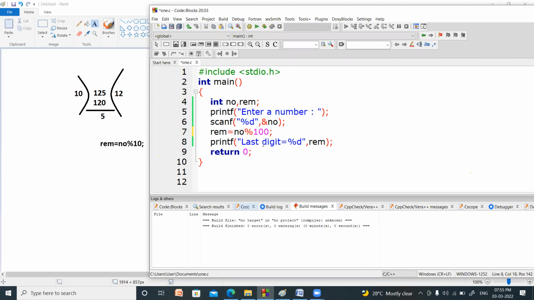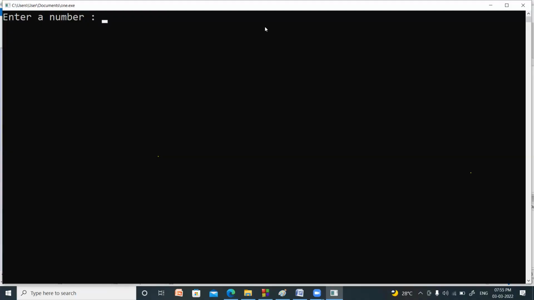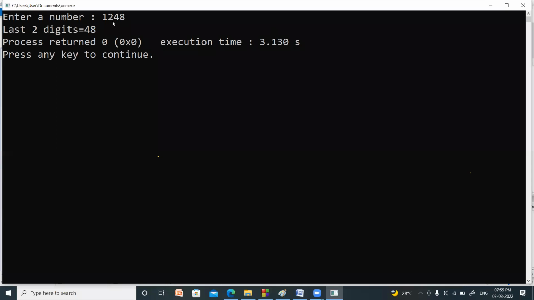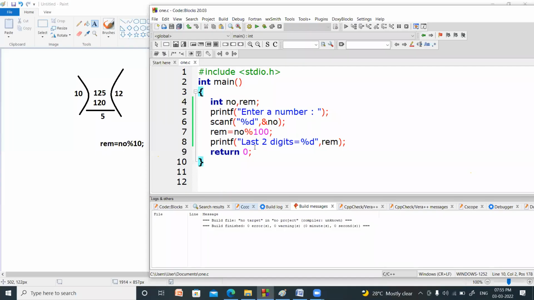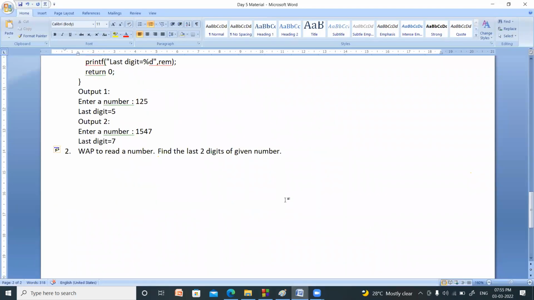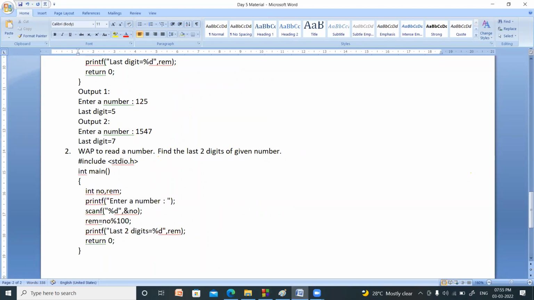Now, are you getting the last digit or the last 2 digits? Last 2 digits equal to remainder. When you divide a number by 100, you get the last 2 digits. Now 1248, what are the last 2 digits here? 48. Got it? Can you write this program at home? Just instead of writing 10 here, you have to write 100. That's it. Yes, sir. Good, that's the spirit.